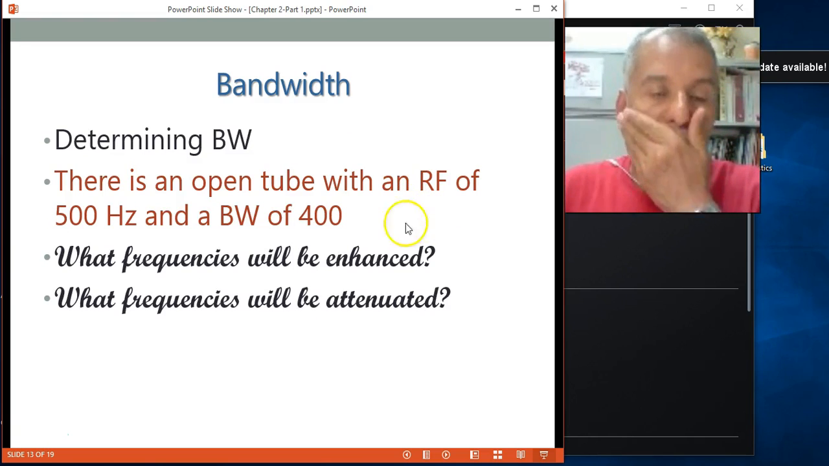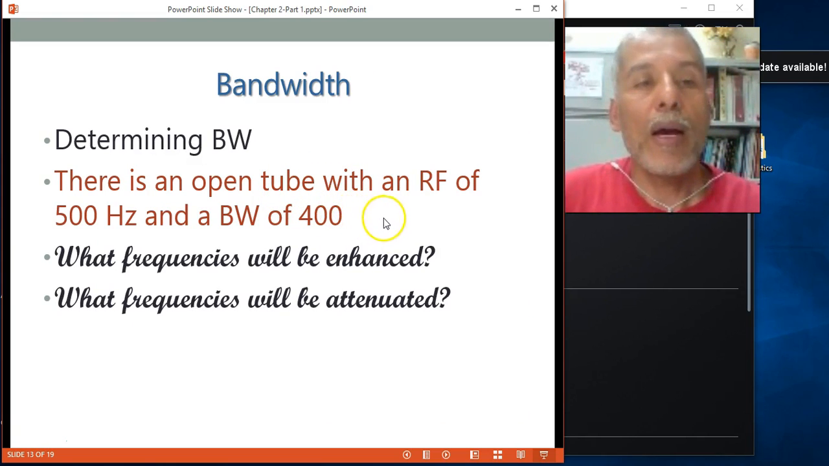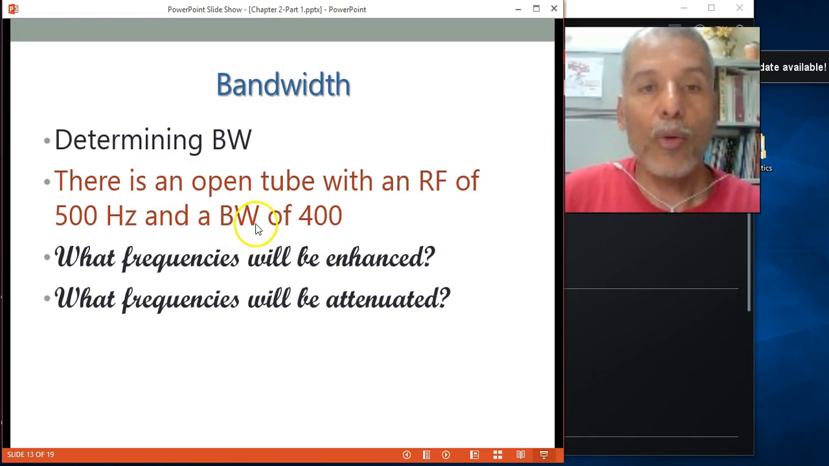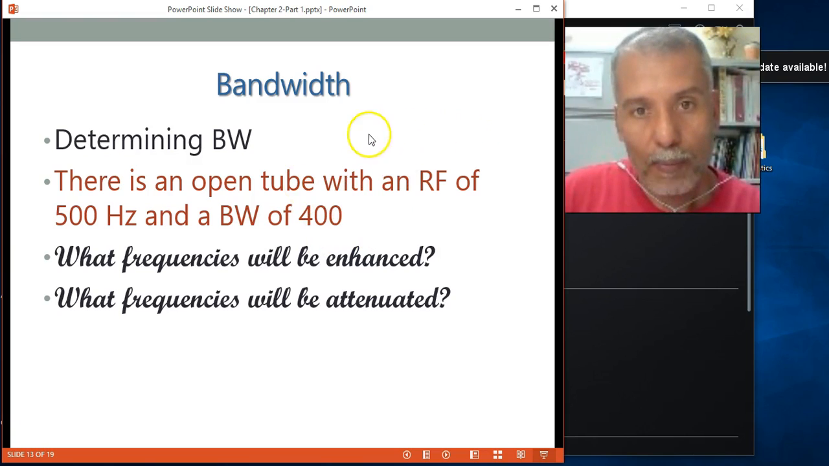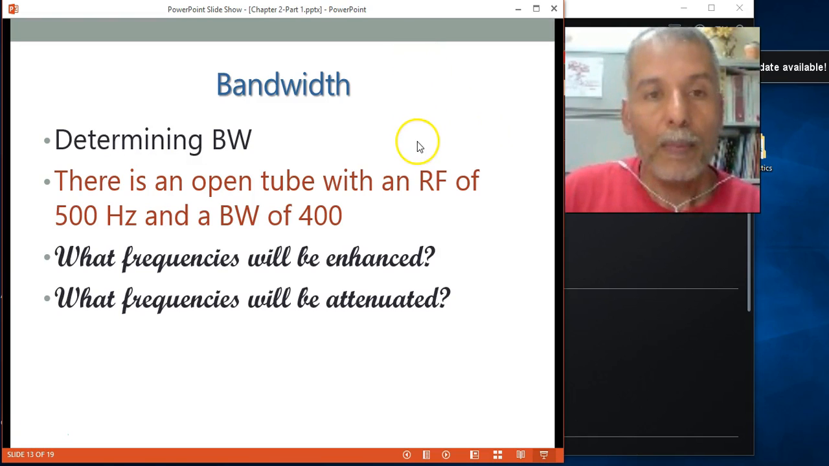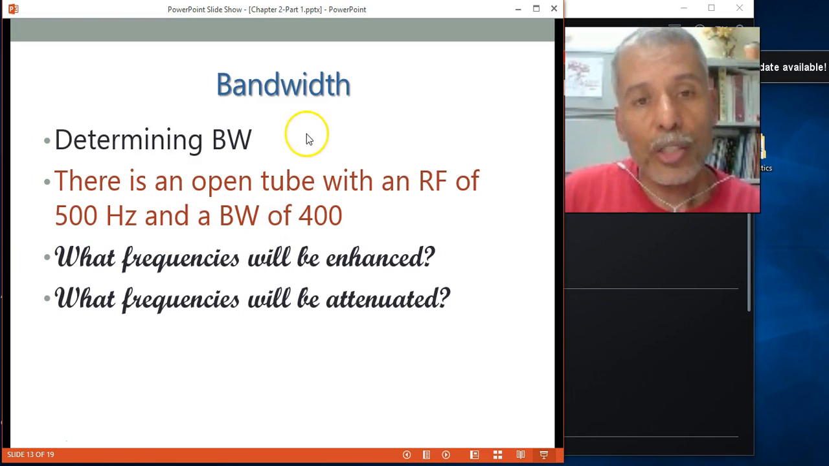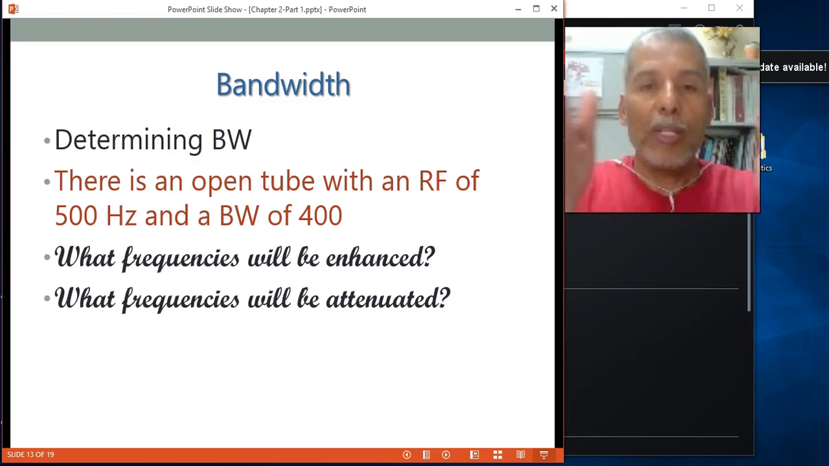So let's see. There is an open tube that has an RF of 500 hertz and a bandwidth of 400. What frequencies will be enhanced? What frequencies will be attenuated? Let's say the open tube, it doesn't matter to us, but what you do is you make the line and you make the center frequency here. Center frequency is 500. And then the range is 400. Anything that can be amplified has to be within that range.